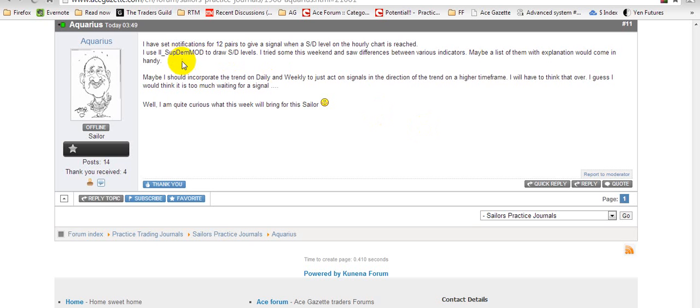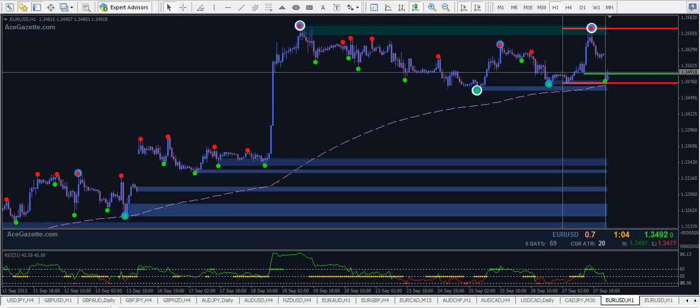The first one here: I used the SupDem mod to draw spots. I tried some this weekend and saw differences between various indicators. Maybe a list with an explanation would come in handy. I'll just get on to the indicators first.